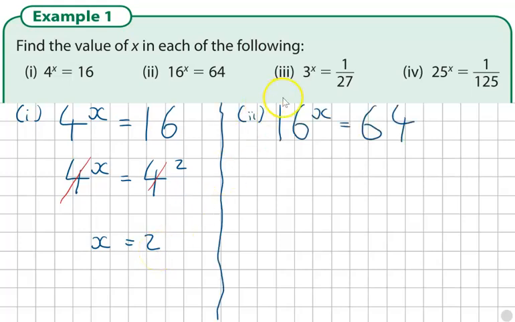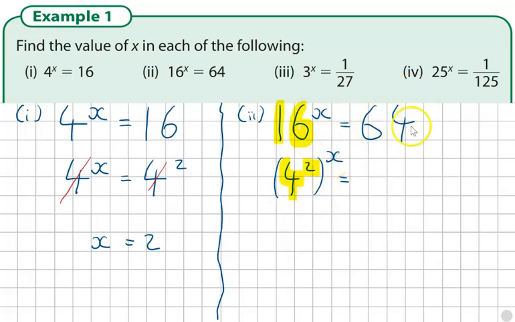Part 2, 16 to the power of x is equal to 64. So we're going to rewrite both of the big numbers in the same base. So 16, I'm going to rewrite as 4 to the power of 2. And then I'm going to have brackets around that, and I'm going to bring down the x. So 16, I'm rewriting as 4 to the power of 2, because 4 squared is 16. I'm going to put brackets around that, and then bring down the x.